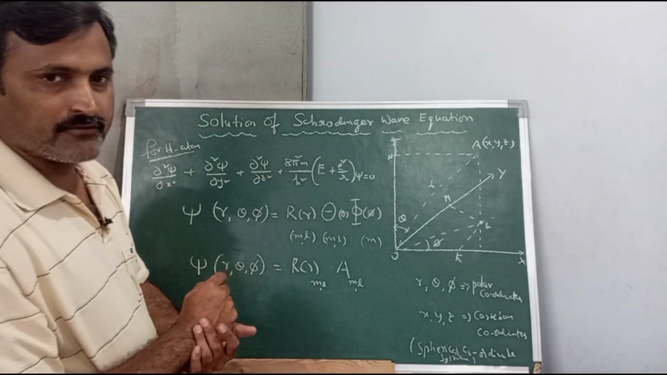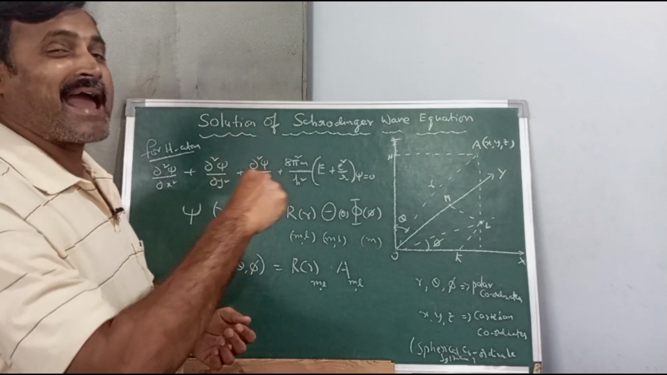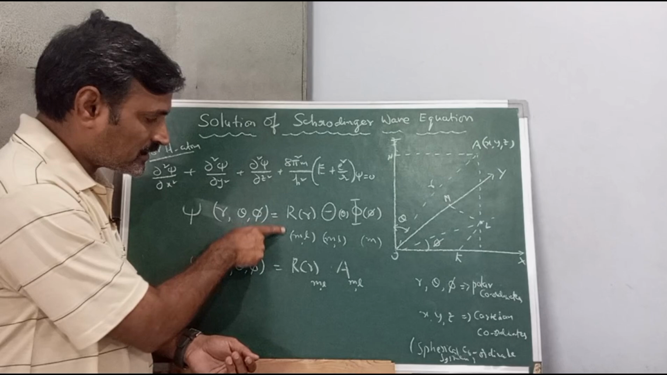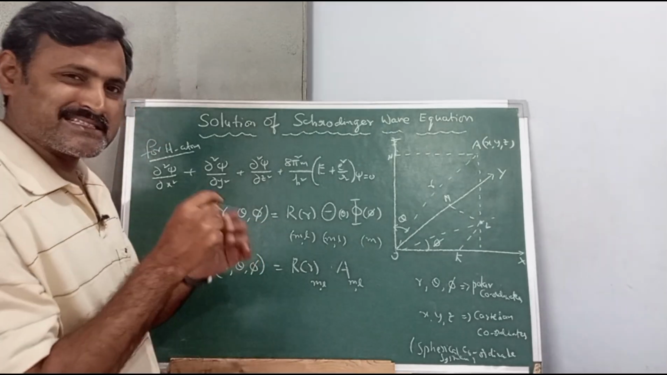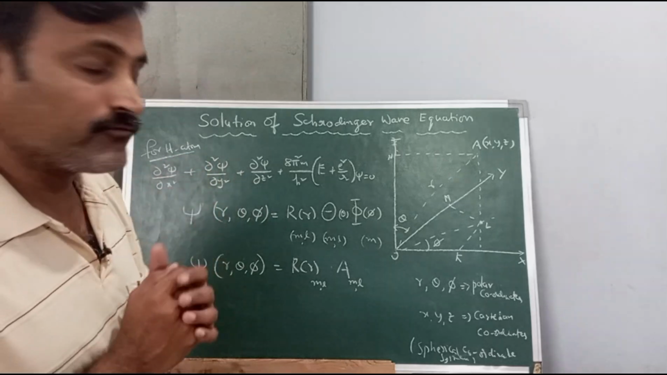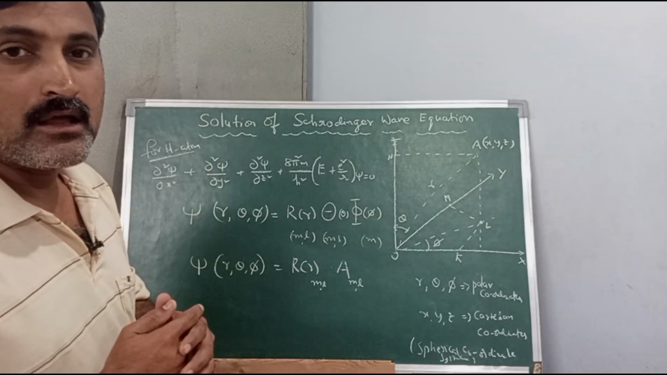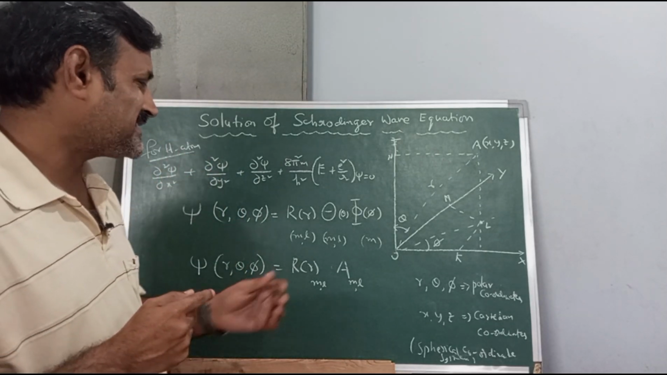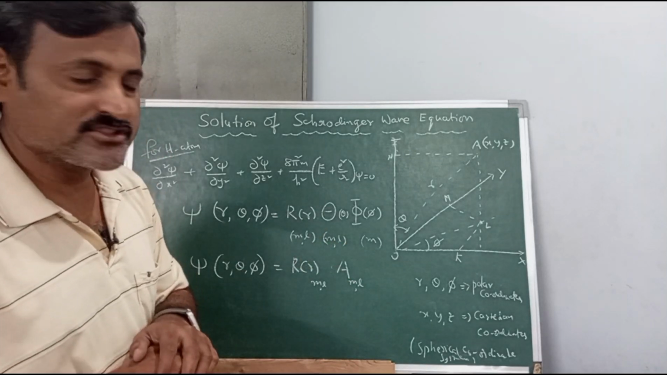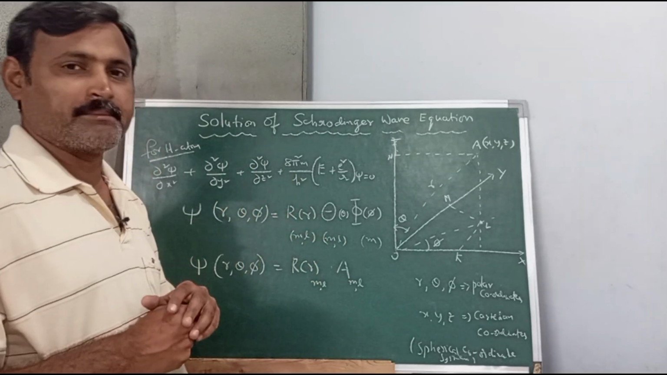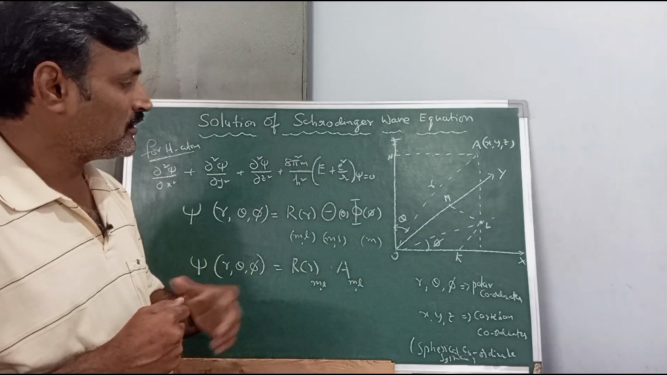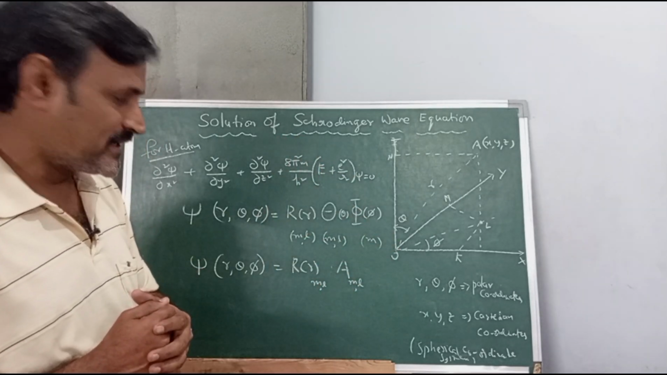Another part of the wave function is called the angular part of the wave function, in which the radial part of the wave function completely gives the information about the energy of the electron in the atom. Whereas the angular part of the wave function gives the shape of the orbital as well as the orientation of the orbital along these axis coordinates.